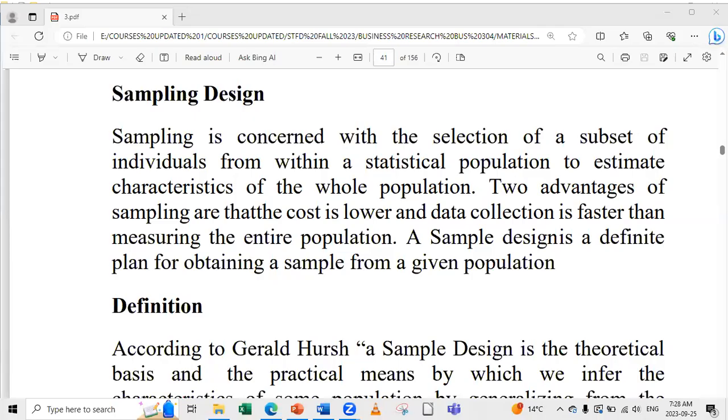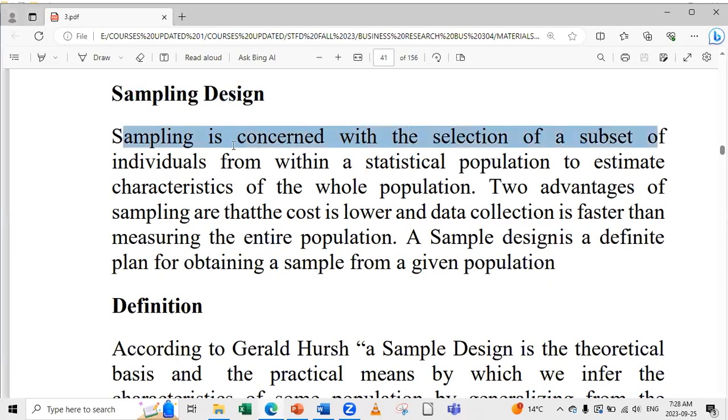This is a lecture in sampling, and this is a lecture in business research, and we will talk today about sampling and the process of sampling. Sampling design, or sampling. Sampling is concerned with the selection of a subset of individuals from within a statistical population.